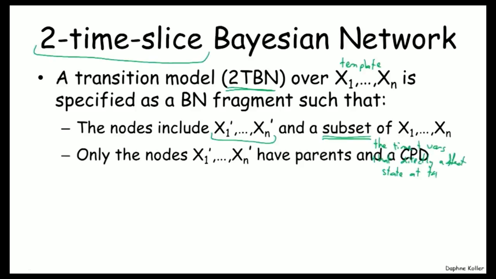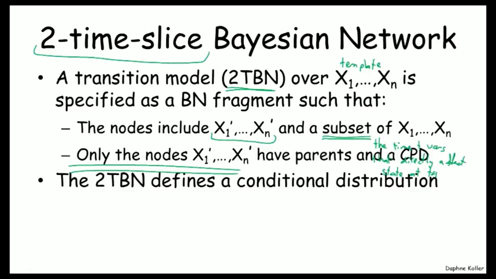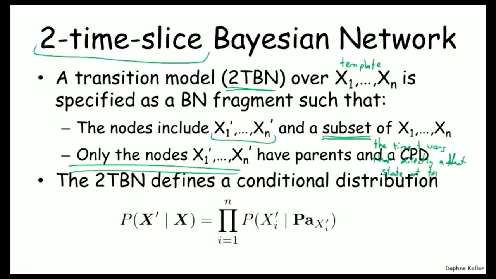Because we want this to represent a conditional probability distribution, only the time t+1 nodes have parents and a CPD, because we don't want to model the distribution over the variables of time t. And the 2TBN defines a conditional distribution using something that looks exactly like the chain rule. So the probability of X prime given X is the product of each variable in time t+1, so only the prime variables, given its parents, which may be in time t+1, time t, or a combination of both.